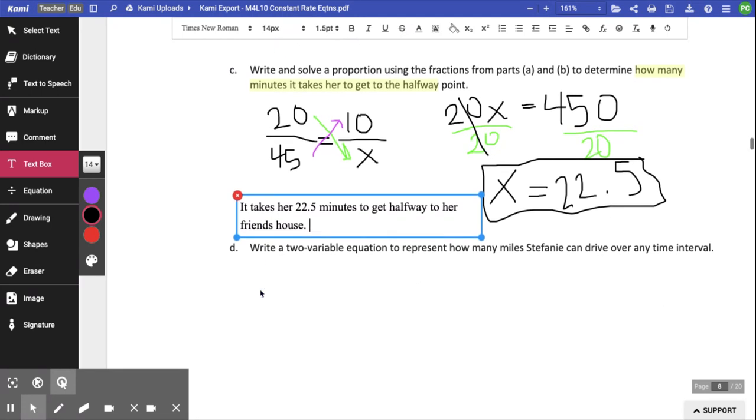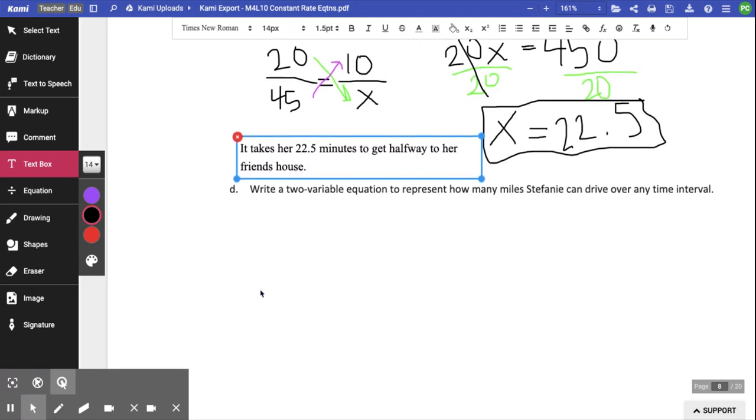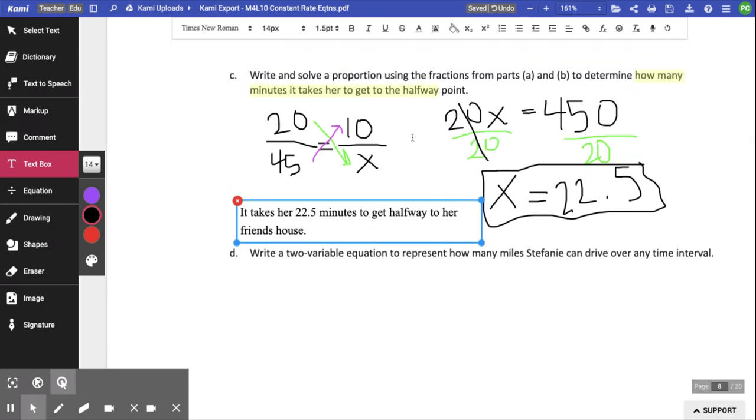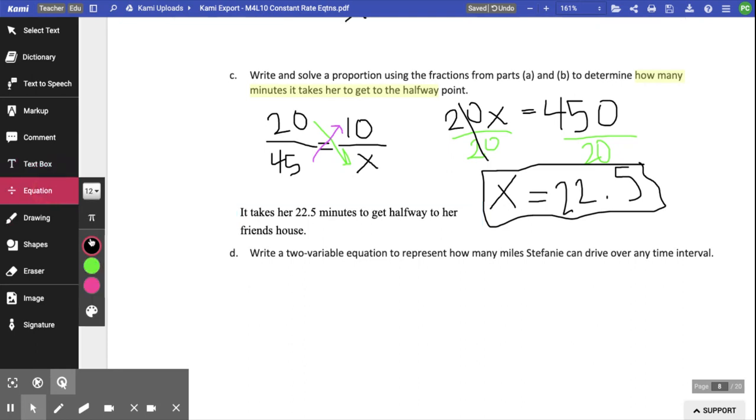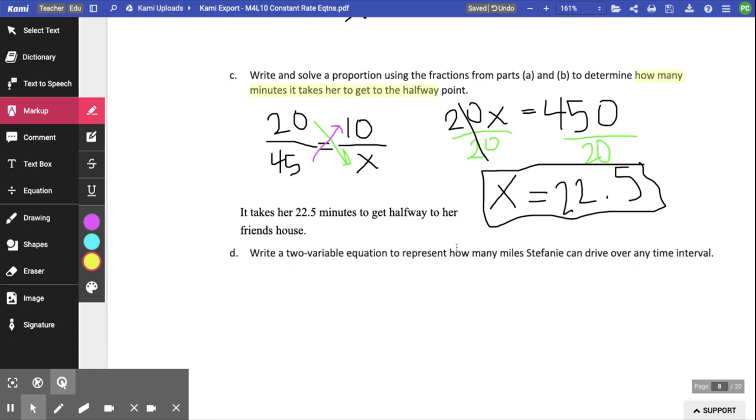Okay, that's part C. Now remember, part D is what we really want to know how to do. How can we use constant rate and equal proportions to make an equation that can represent any amount that she's had to travel and any amount of time that she's had to travel? So they're asking, write a two-variable equation to represent, what we want to know is how many miles can she drive over any amount of time. Okay, so they're not telling us how many miles she's going to drive, nor are they telling us how long she's going to drive.